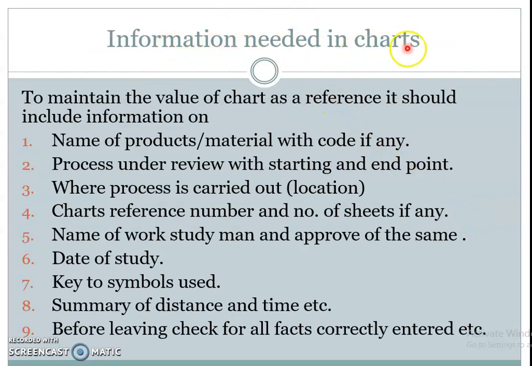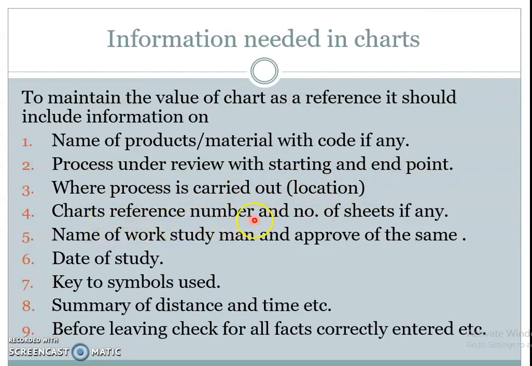So what is the information needed in the charts? To maintain the value of the chart as a reference, it should include detailed information, that is, for which product this chart is prepared. We have to mention whether it is for operator, material or product, with a code for that product. Then the process under review with starting and end point. That means we have to mention the starting event and end event. Where the process is carried out, we have to mention the location on the chart.